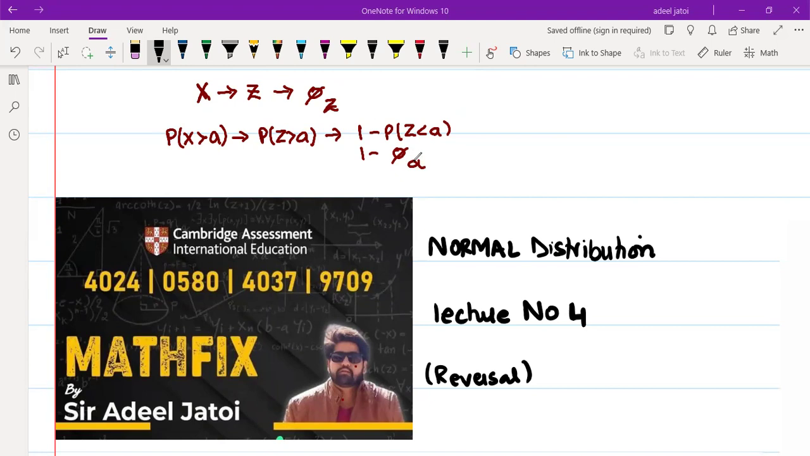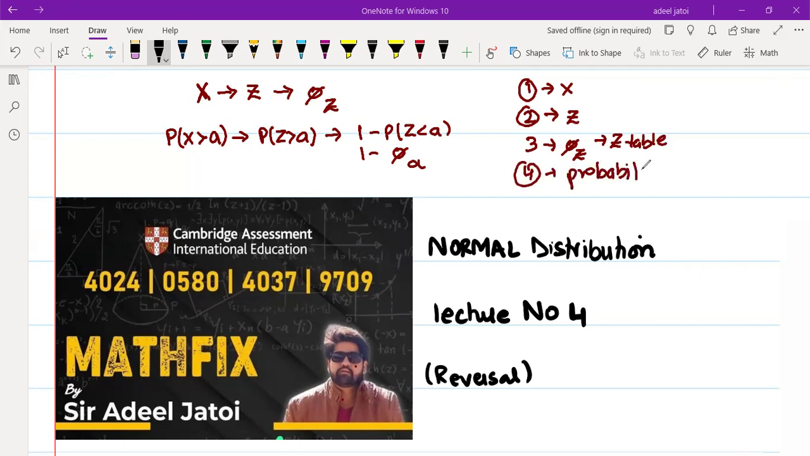So the difference is that this is your normal method. That means number 1, you have values of X. Number 2, you convert them to Z. Number 3, then you look at the Z, is it positive Z, negative Z, is it greater than Z or less than Z. So it depends upon the question. But the main objective is you find the phi of Z from the Z table so that you can give the probability. So generally this is the process, right?